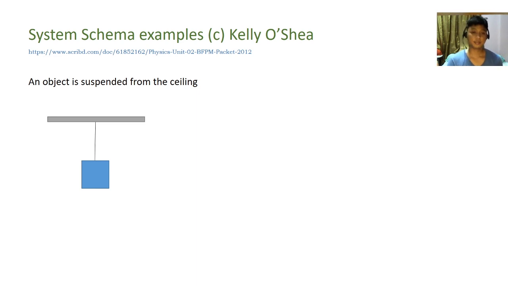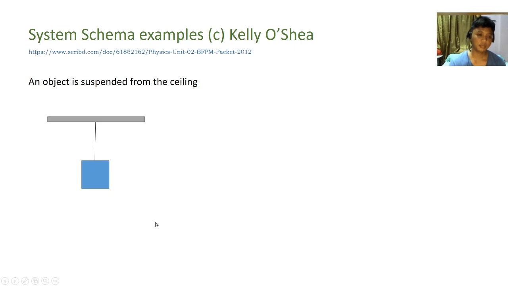Okay, let's look at another system schema example. An object is suspended from the ceiling. You have the ceiling right here, the rope, the box, and the earth. But normally, for physics problems like this, the rope is massless or has negligible mass. So it doesn't really play a part in being one of the main objects. But what the rope does, however, is that it provides tension to whatever it is supporting.